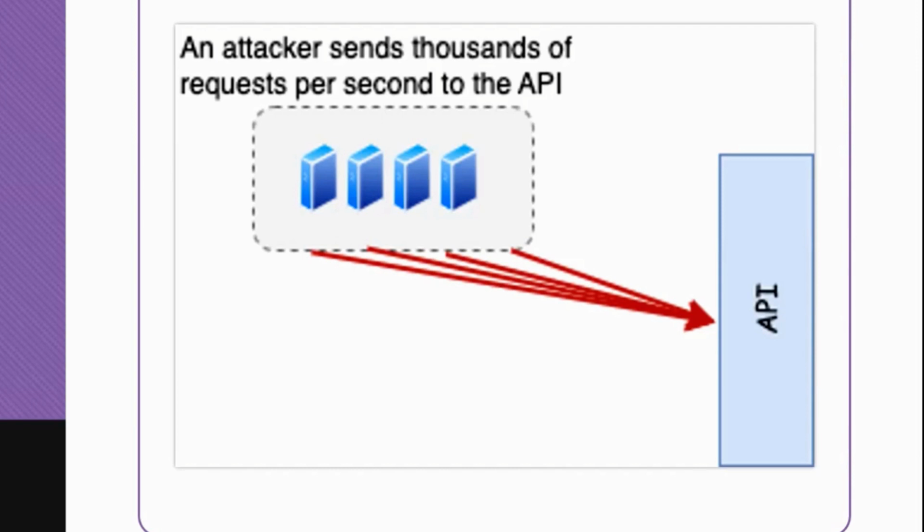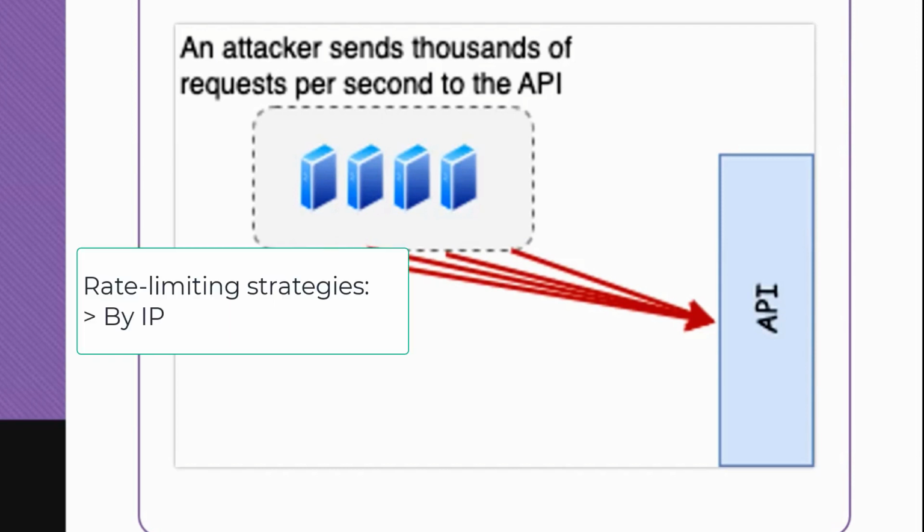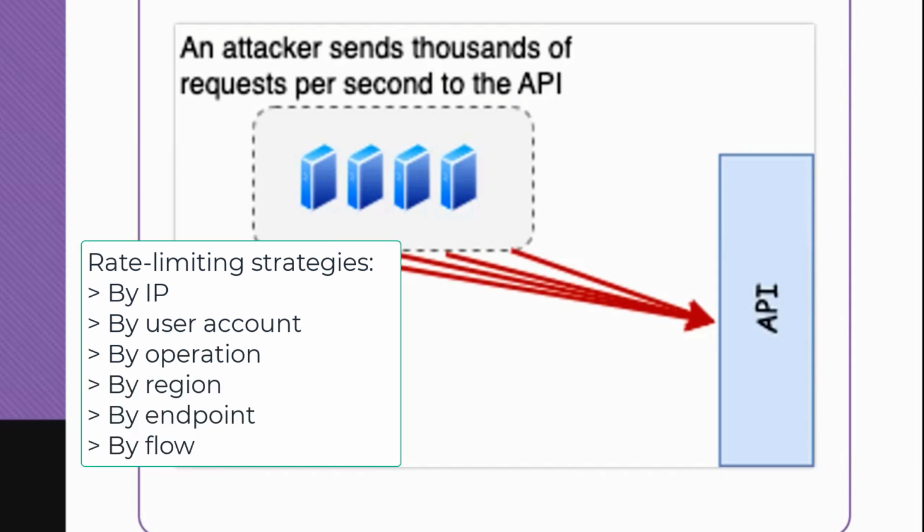And then we want to rate limit using different strategies. We want to rate limit by IP, by user account, and perhaps by operation, region, depending on the business model, depending on our application requirements, anything that makes sense to limit the amount of usage that users can make of our API, that's a good strategy.